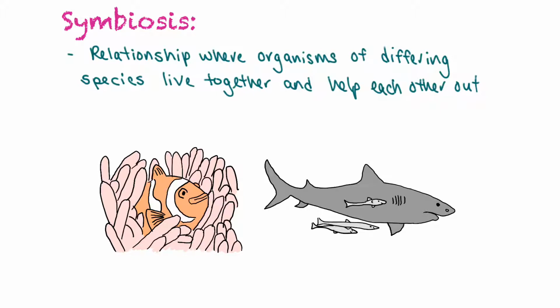So they're both benefiting. Another example would be sharks and remora fish. Remora fish will hitch a ride on a shark and be transported from place to place. And they'll also eat some of the debris or parasites on the shark. So the shark is getting the benefit of getting rid of some of its parasites, and the remora fish are getting a ride from one place to another.